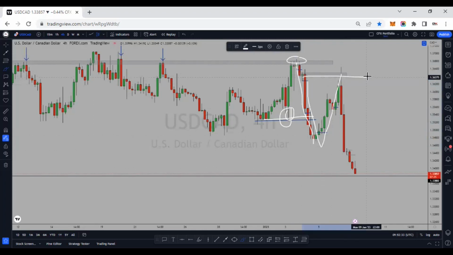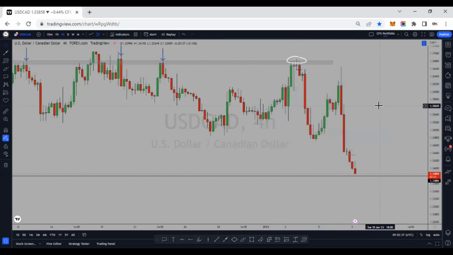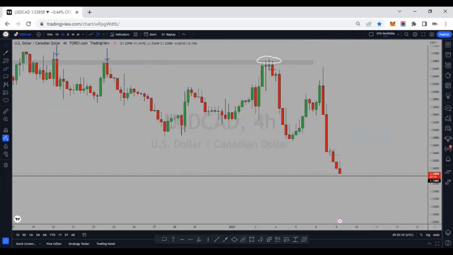Look at how perfectly it came to test the supply level. Let me delete all these things so that you see it clearly. Look at the supply here. Look at how perfectly the market came to test, and we had a very strong rejection. This indicates the massive presence of sellers on USD CAD. So obviously my long-term bias is on a sell, but I wouldn't sell at this low price.